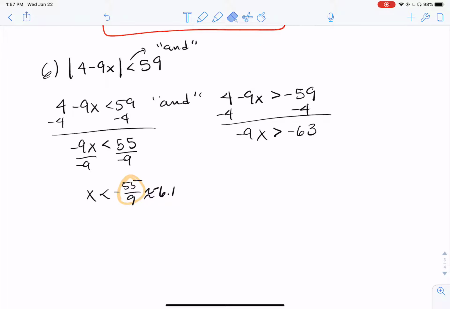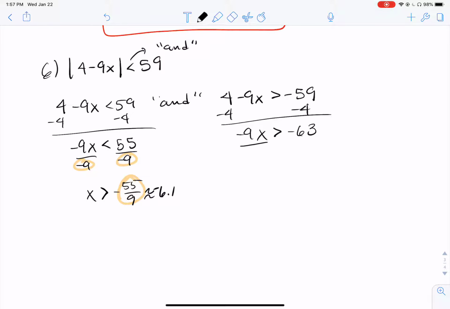I forgot to do something over here. Since I'm dividing by negative 9, that means the inequality has to switch direction. Instead of being less than, it's going to have to be greater than. So it has to be greater than that negative 6.1. And now let me go back to the other one, all right?